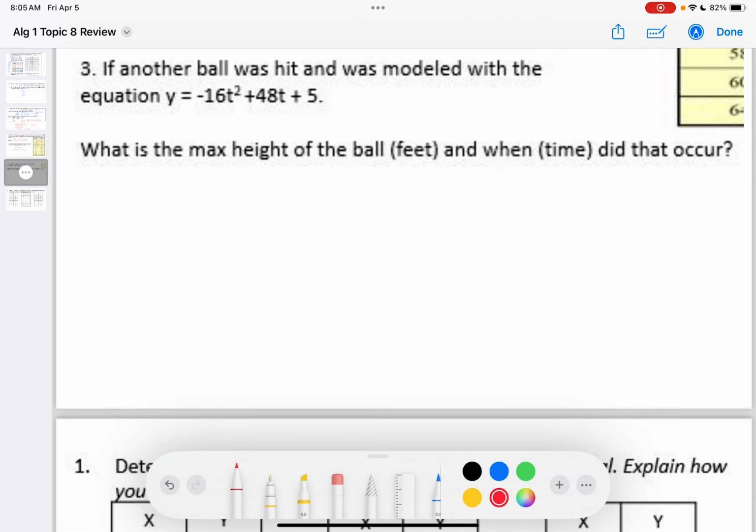And if another ball was hit, modeled by that equation, what is the max height? That's just, again, doing the vertex. So we would do negative b over 2a, which would be negative 48 over 2 times negative 16, which is negative 48 over negative 32, which is 48 over 32, which is 3/2, which is 1.5. So that's our x value. That's the time.